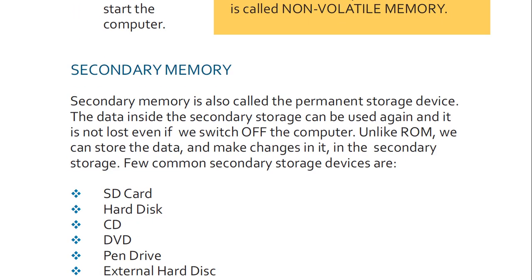Next, we are going to see about secondary memory. Secondary memory is also called the permanent storage device. The data inside the secondary storage can be used again and it is not lost even when we switch off the computer. Unlike ROM, we can store data and make changes to it in the secondary storage.